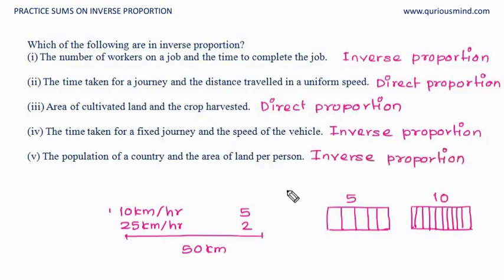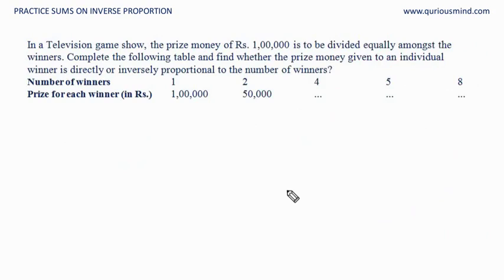Let's do the next one. In a television game show, the prize money of rupees 1 lakh is to be divided equally amongst the winners. Complete the following table and find whether the prize money given to an individual winner is directly or inversely proportional to the number of winners. If there was one winner, the whole money will go to that winner. If there were 2 winners, we divide by 2 and we get 50,000. The winners have increased, the prize money has reduced. So this is inverse proportion.